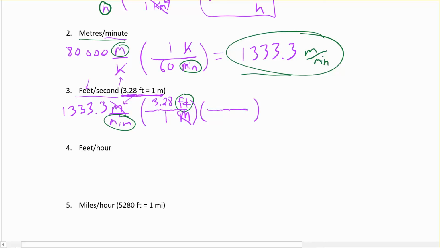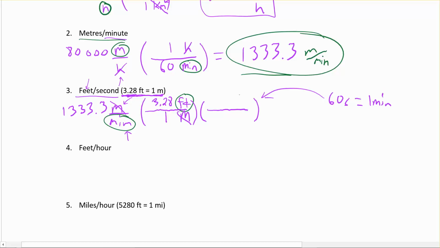So right now we're in units of feet per minute. I want that to be feet per second. So this needs to change, my minutes, right? So let's go, we want it to be seconds. So I'm going to say, okay, how many seconds are there in 1 minute? Well, there are 60 seconds in 1 minute. So we're going to put that in there, right?